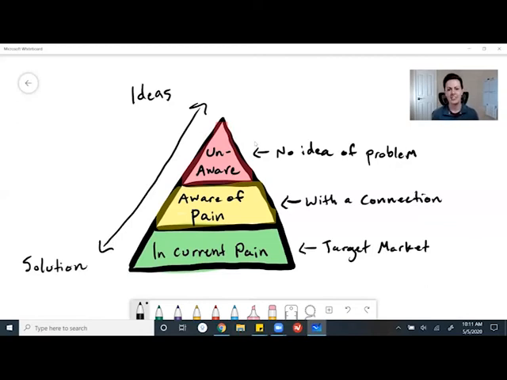You don't have to teach them why they need it. They already know exactly why they need your app. And that makes your job so much simpler, because all you need to do now is make sure you get that solution right, and you can work with them in order to do so.